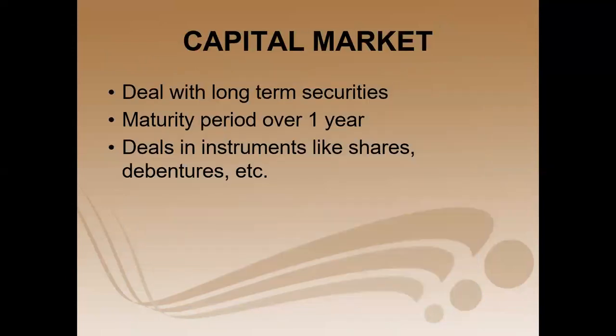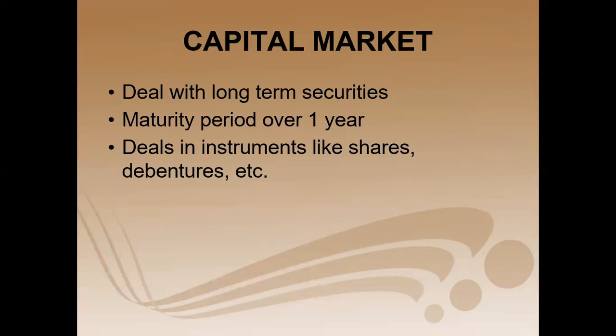The capital market is a market which deals in long-term securities. Long-term security means the security which has a maturity of more than 1 year. How can we differentiate between the money market and the capital market? Capital market is where we are dealing in long-term securities which have a maturity of more than 1 year, like 5 years, 10 years, 20 years, 25 years, like that.